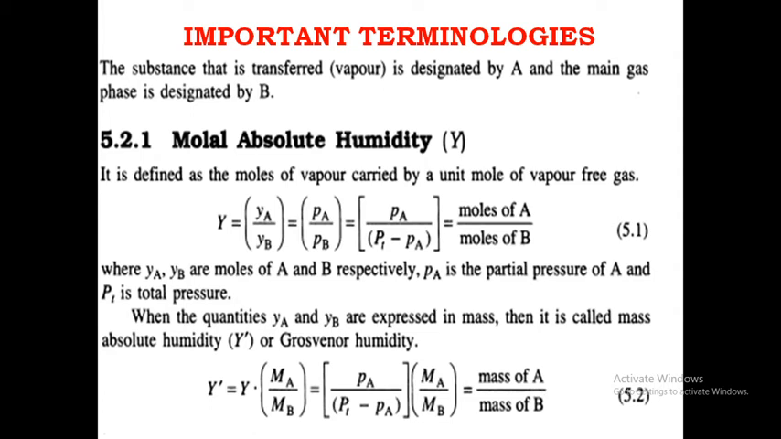For our case, Y dash is equal to Y into Ma by Mb. So what is capital Y? Capital Y is nothing but Pa by Pt minus Pa. So multiply with the molecular weights Ma by Mb. What is the unit of mass absolute humidity? Mass of A divided by mass of B.